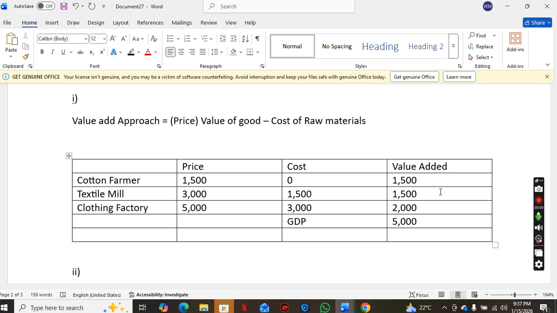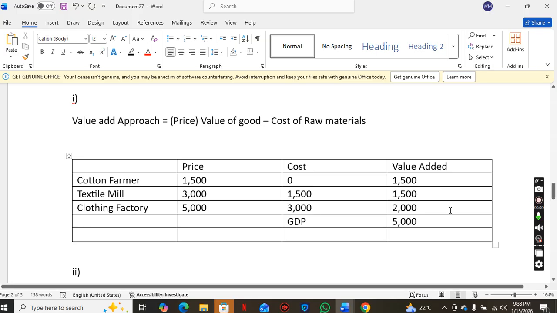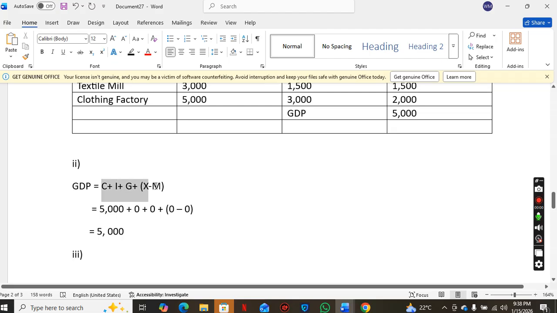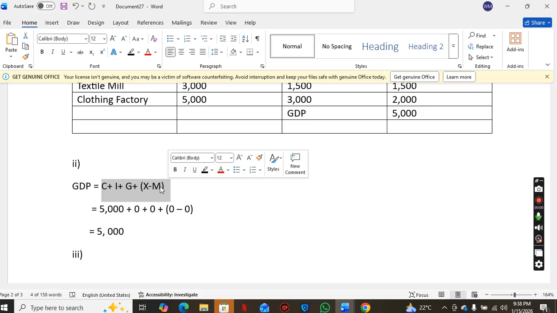Then number two, after the shirts were produced, they were sold to the consumers. So in our formula for the expenditure approach, we are focusing on the parties that spend within an economy. We only have consumer spending. We don't have any investment spending, government spending, or imports and exports. Is that okay, madam?